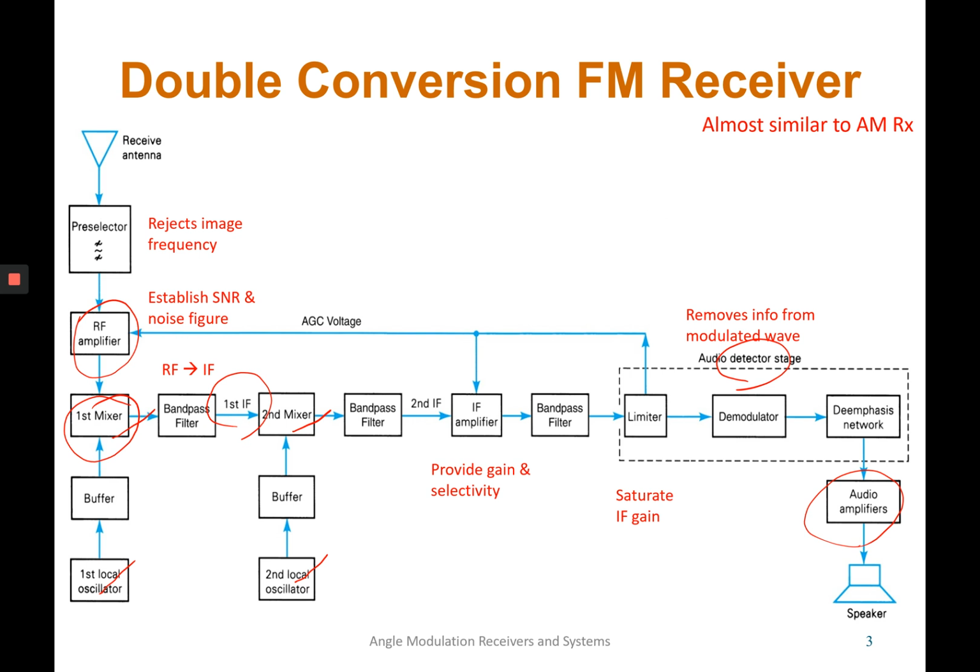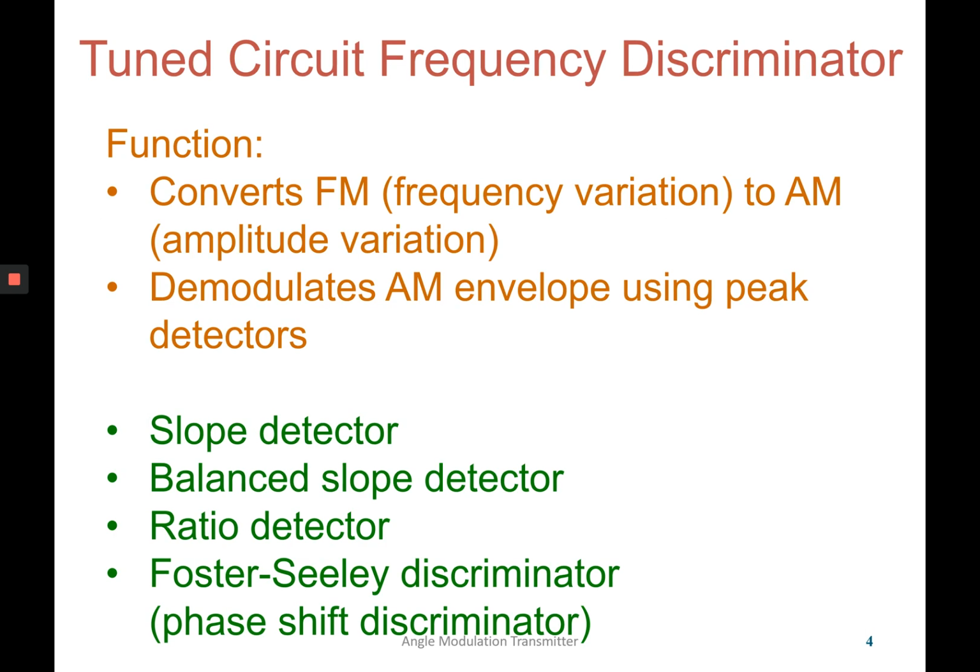Another difference between FM and AM receivers: in an FM receiver, it uses a limiter to saturate the IF gain during the conversion from RF to IF stage. The rest of the components are almost similar to the ones used in an AM receiver. So in the FM demodulator or FM receiver, we use what we call a tuned circuit frequency discriminator to convert the FM signal to an AM signal, so that the demodulator inside a receiver will demodulate the AM envelope using peak detectors.